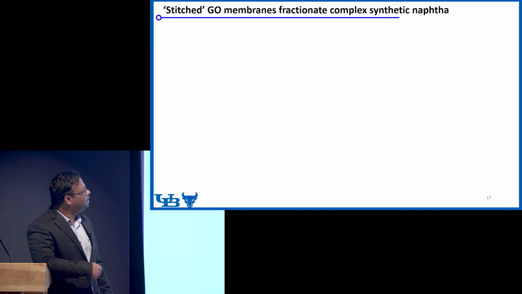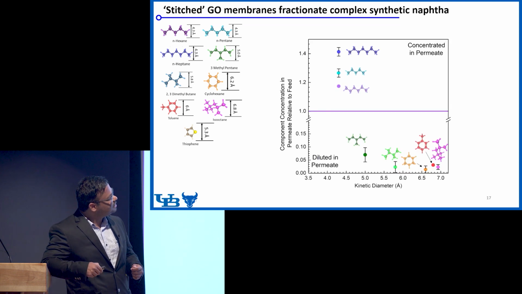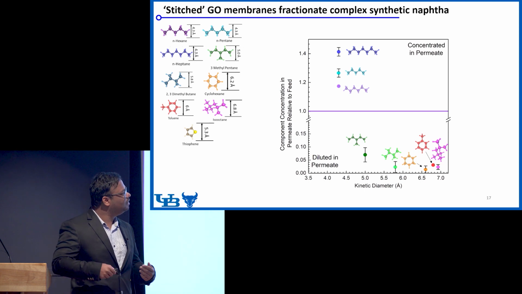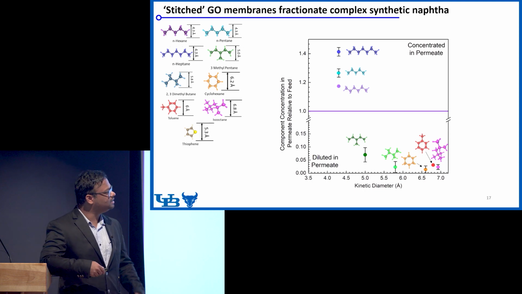So what we started off doing is we took a mixture of 9 components, a complex naphtha mixture, a synthetic mixture of these components based on the varying sizes, and we ran them through our membrane. We see that the smaller hydrocarbons, the linear ones, get enriched in the permeate, whereas the larger ones, the single branch or double branch or cyclic or aromatics, their amount gets lowered in the feed. So they are diluted in the feed. So we can actually produce a permeate stream containing mostly the linear chain hydrocarbons.